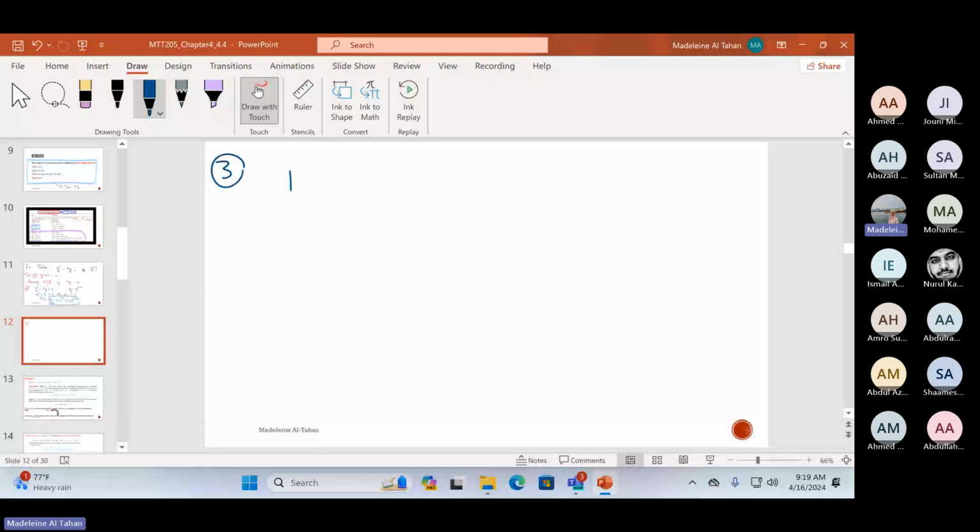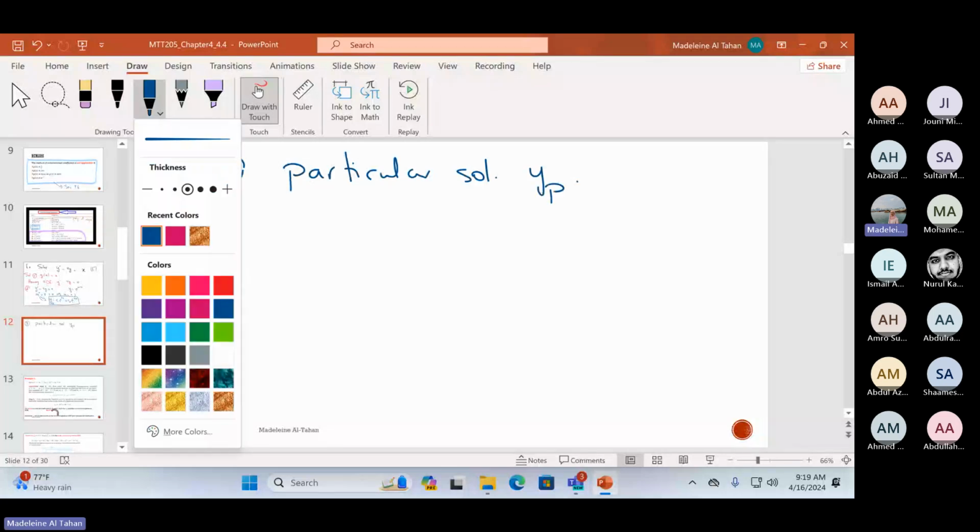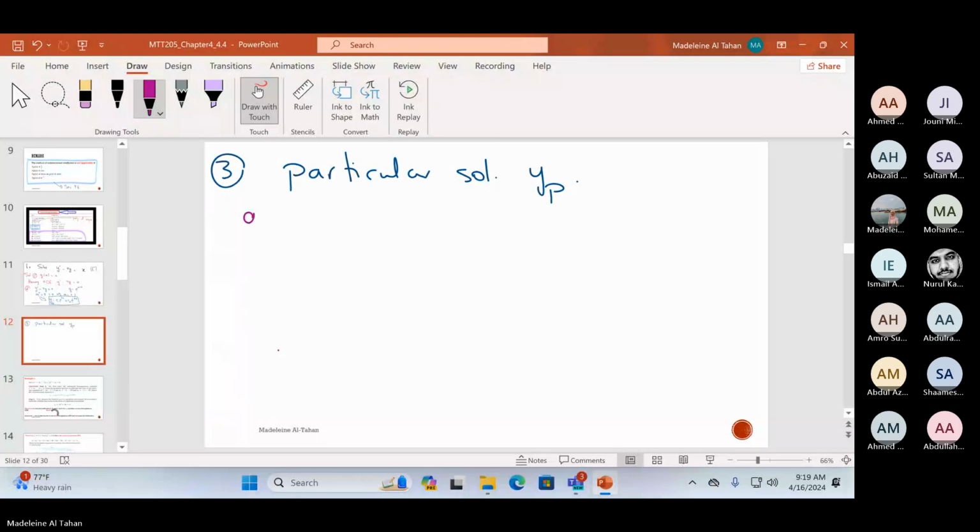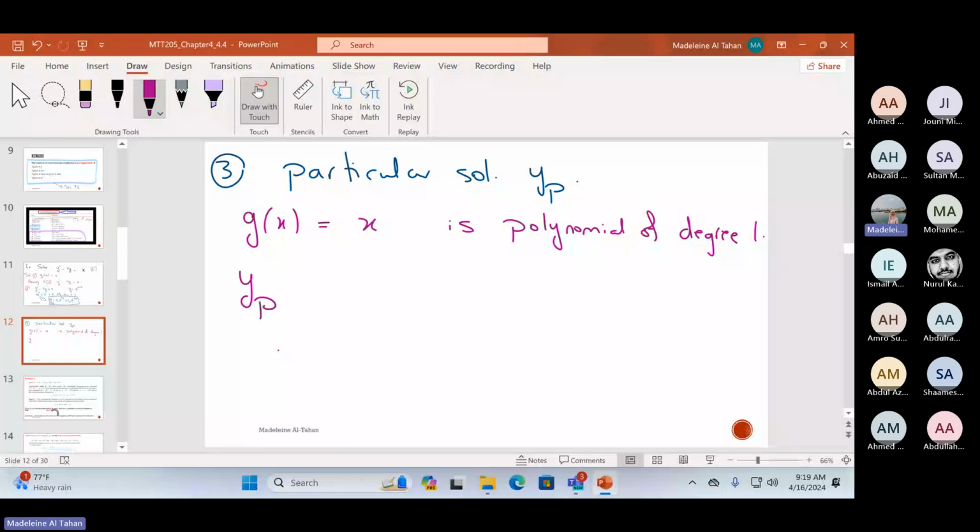Step number 3, particular solution. Again, g of x is equal to what? g of x equal to x. This one is a polynomial of which degree? First degree. Perfect. So what will be a trial particular solution? yp is equal to ax plus b.